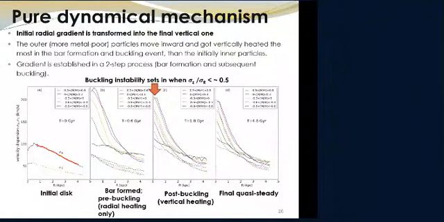And after the bar formation, the outer, more metal-poor stars, shown in this blue curve, move inward, and they got heated the most in bar formation. And then after the buckling, this horizontal radial velocity dispersion is converted into the vertical velocity dispersion shown in dashed lines. So we basically find that the gradient is established in a two-step process.